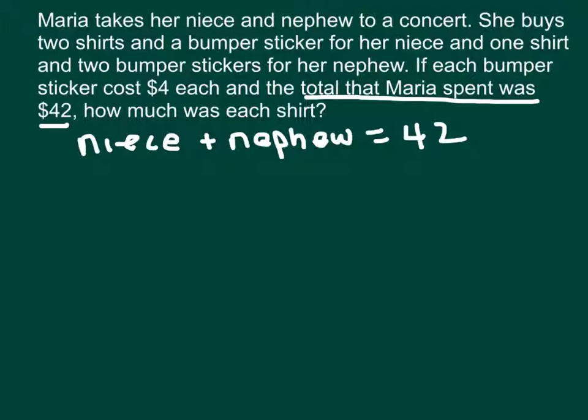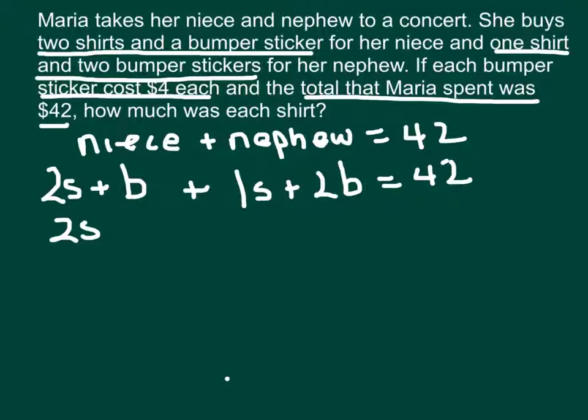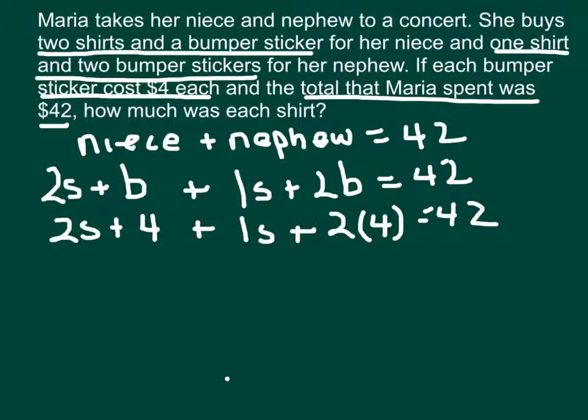Now, if each bumper sticker costs $4, let's see, write down what she bought. 2 shirts and a bumper sticker for her niece. And then for her nephew, she bought 1 shirt and 2 bumper stickers. And remember, the total is $42. It says if each sticker costs $4, so that means we can come back in here and put 2 shirts and 1 bumper sticker that costs $4, plus 1 shirt and 2 bumper stickers that cost $4 each, and the total is $42. Now we've just got one variable, an s, that we have to solve for.